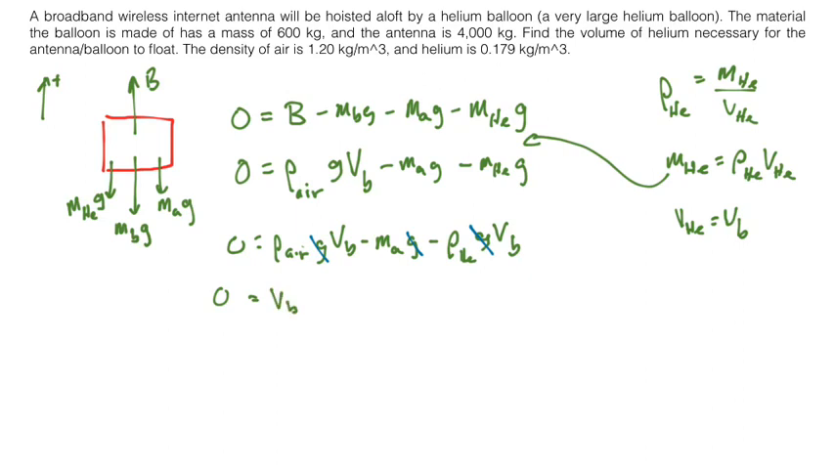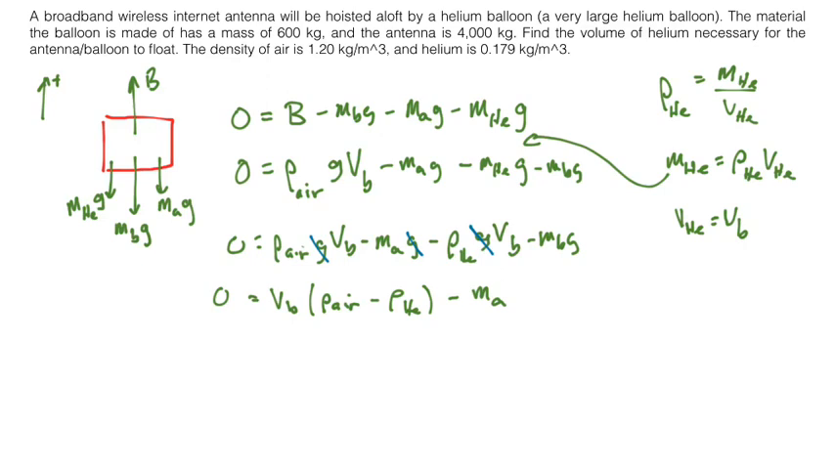And let's see, factor out the volume of the balloon. So I'm going to leave density of air minus density of helium. And then I've got the mass of the antenna right there. Did I forget a term somewhere? Oh, I dropped my mass of the balloon, didn't I? There it is.